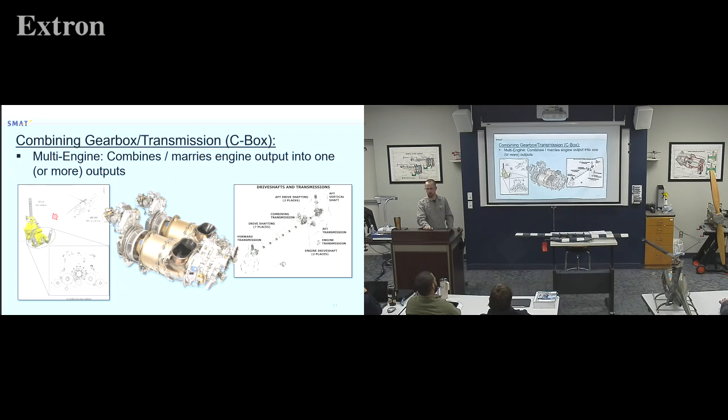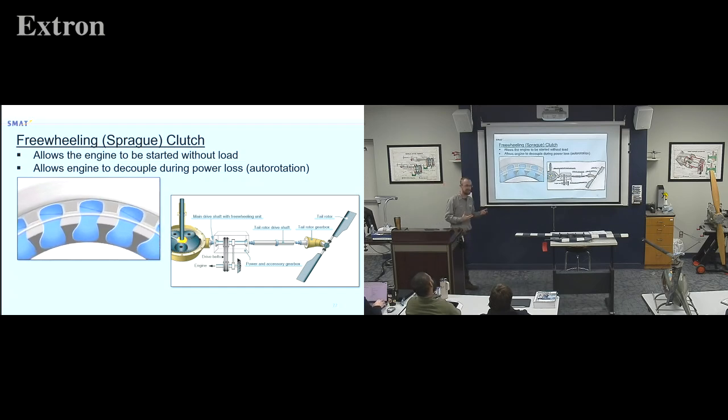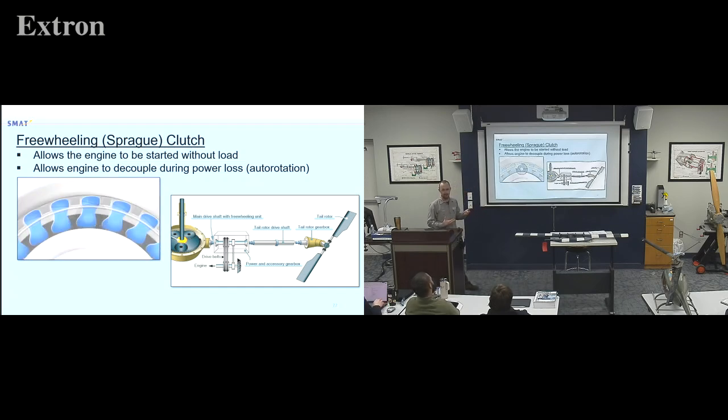All right, this is where the Southern English is going to come out. Hopefully you'll enjoy it. Sprag clutch. A freewheeling sprag clutch allows the engine to be started without a load. As I already alluded to, it's pretty needful because we don't want to start a PT6 and have a load on it at, what, 200 RPM. Not very good. So it allows the engine to decouple during power loss, but it also allows us to start.